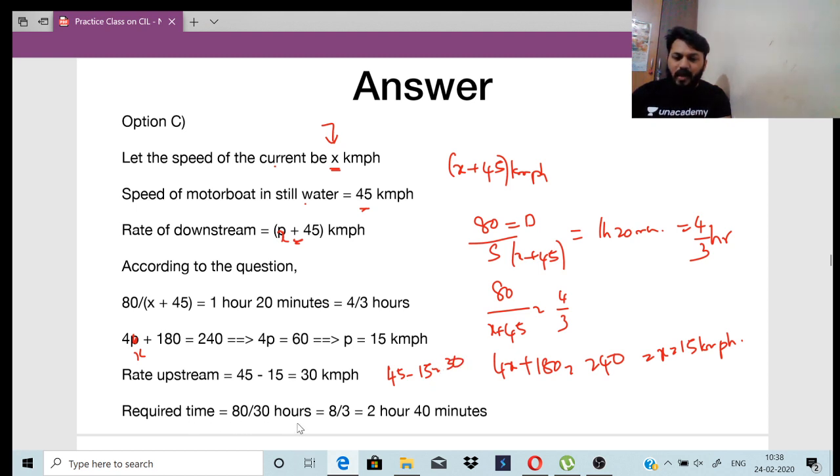Then you find out the required time. So it is 4 by 3 hours. This will be 80 by 30 hours, right? Again d by s. So 80, what is the speed? 30. 80 by 30, 0, 0 cancel, which is 8 by 3. 8 by 3 into this, you'll get it as 2 hours 40 minutes. Clear with this everyone? 2 hours 40 minutes is the answer.